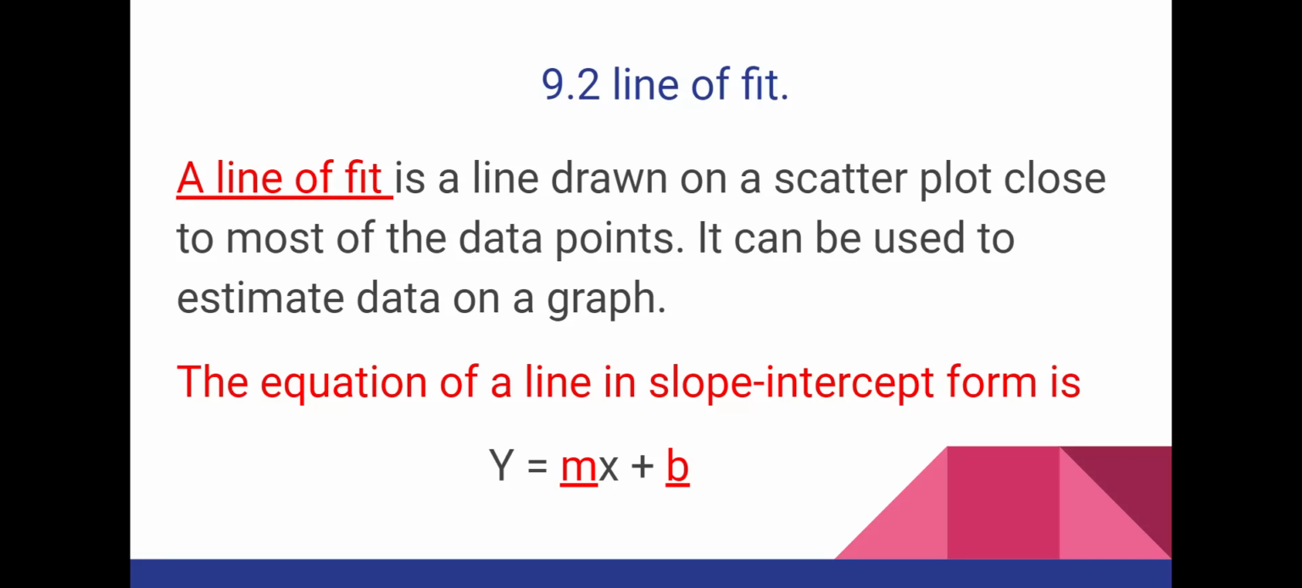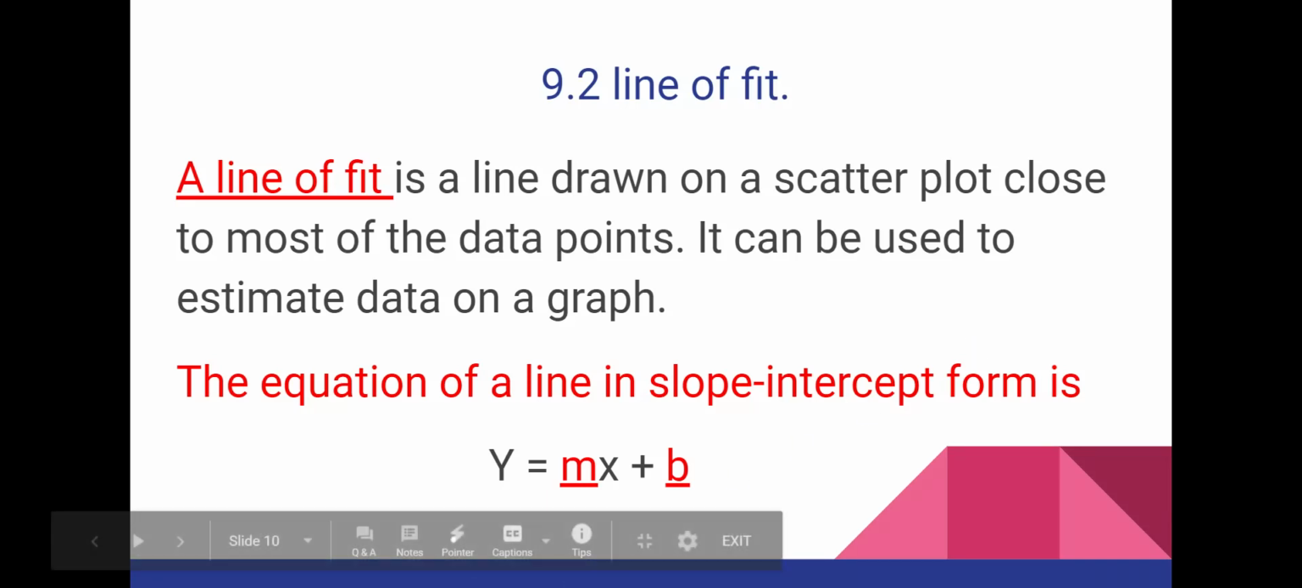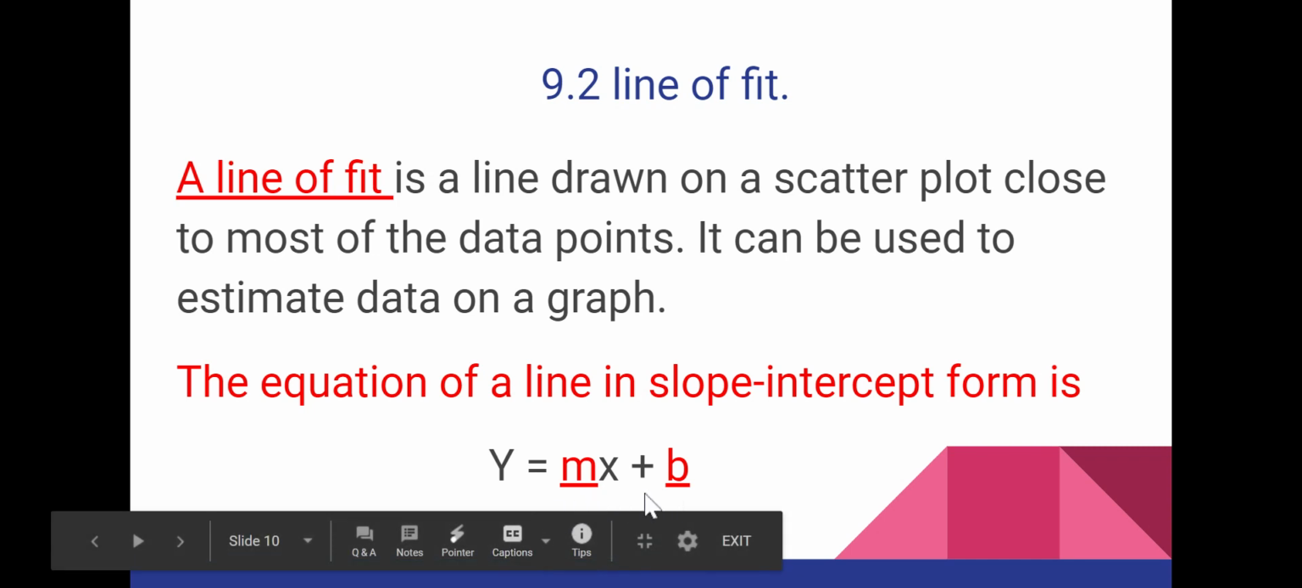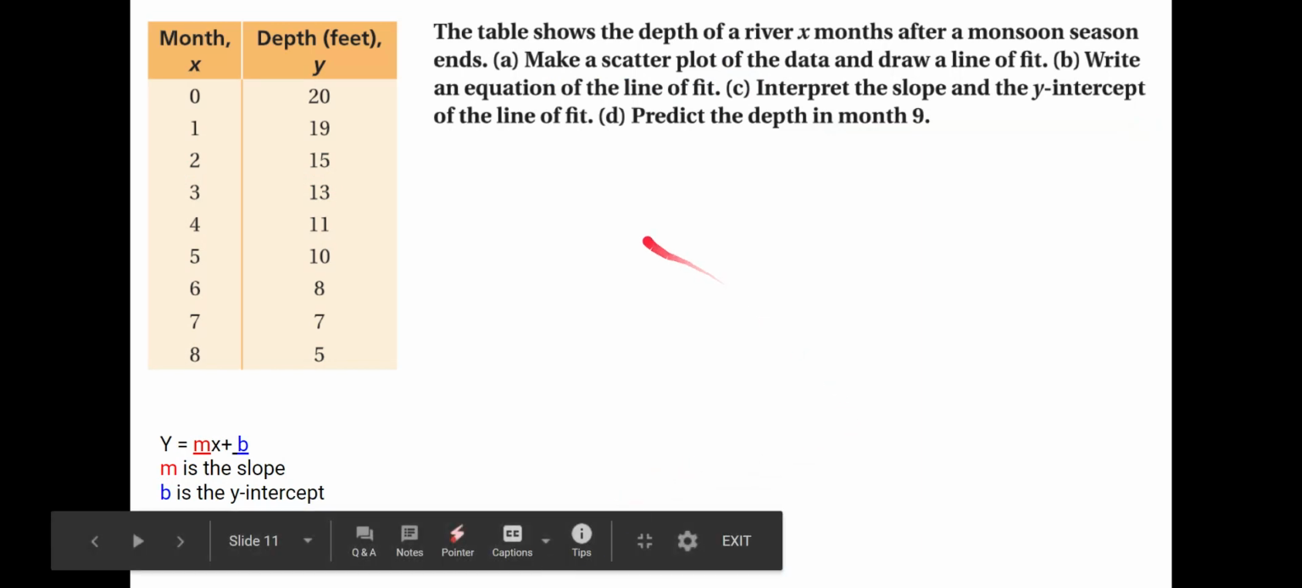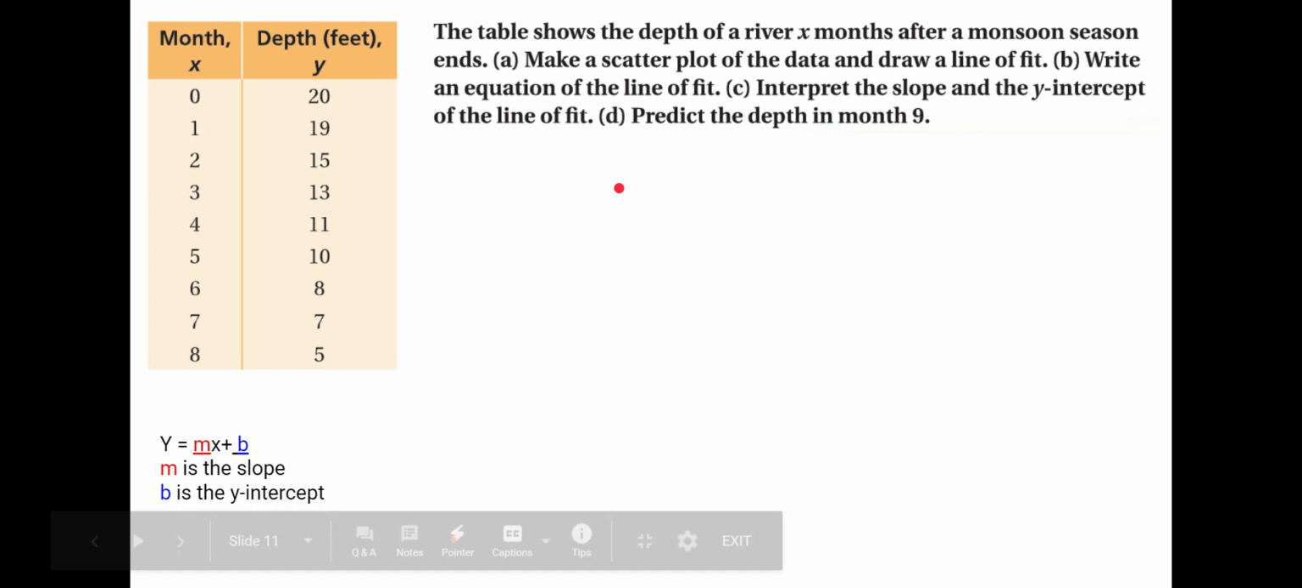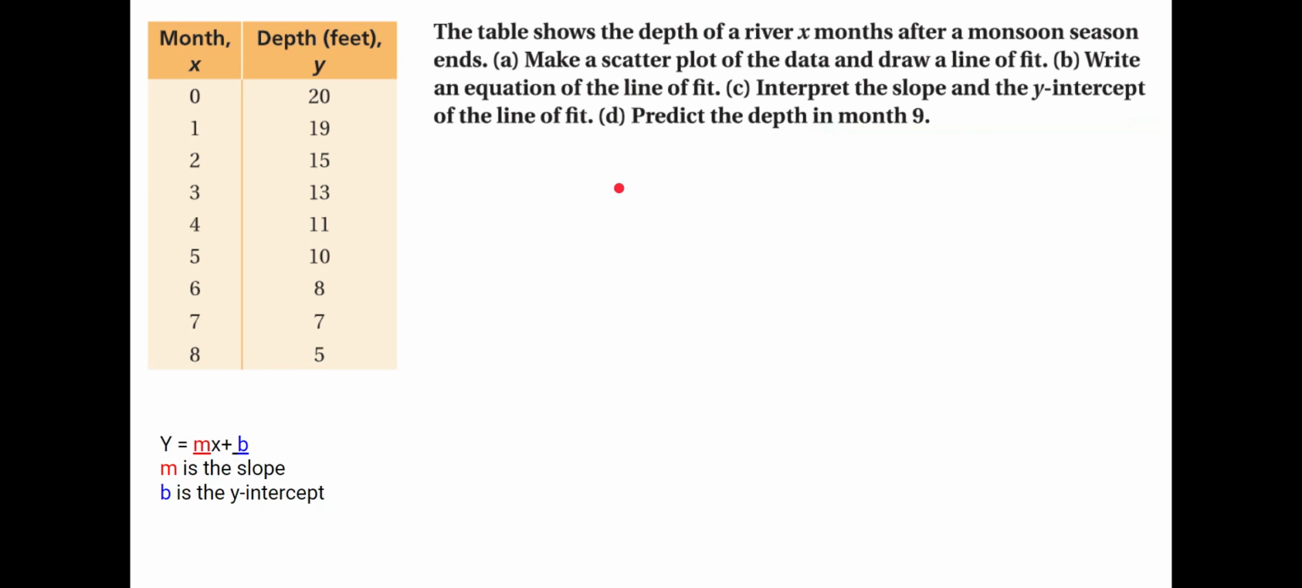The equation of a line in slope-intercept form is y equals mx plus b, where m is the slope and b is the y-intercept. Here's an example. The table shows the depth of a river x months after a monsoon season ends. We're going to answer four parts using that table. A, make a scatter plot of the data and draw a line of fit. B, write an equation of the line of fit. C, interpret the slope and the y-intercept of the line of fit. Lastly, D, predict the depth in month 9.